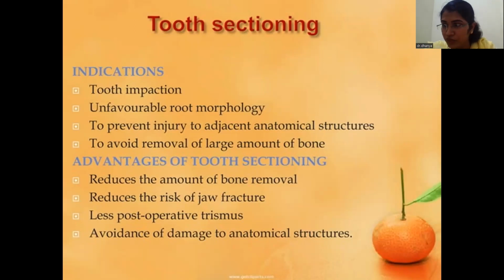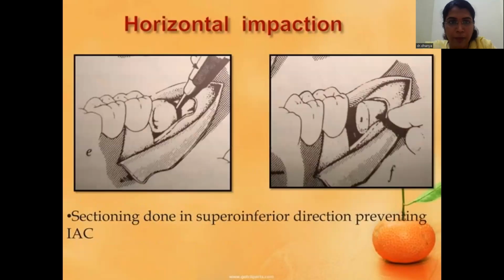Depending on the direction in which the tooth is angulated, you have to go for tooth splitting as well. The indications for tooth sectioning are tooth impaction and unfavorable root morphology, to prevent injury to the adjacent anatomical structures and to avoid removal of a large amount of bone. The advantages of tooth sectioning are limiting the bone removal, reducing the risk of jaw fracture, less post-operative trismus, and avoidance of damage to the anatomical structures.